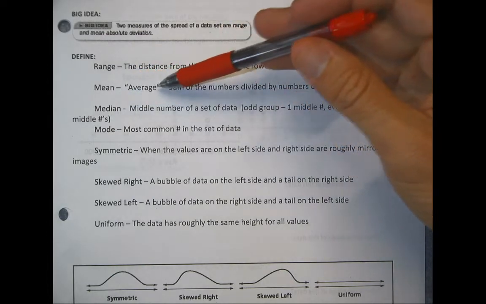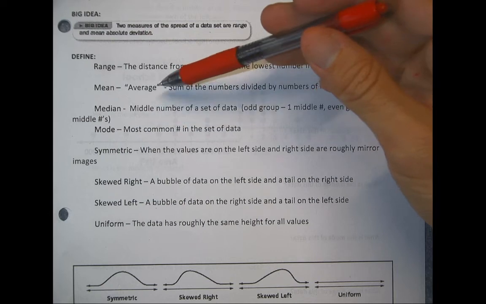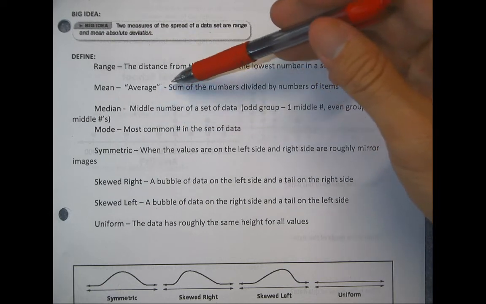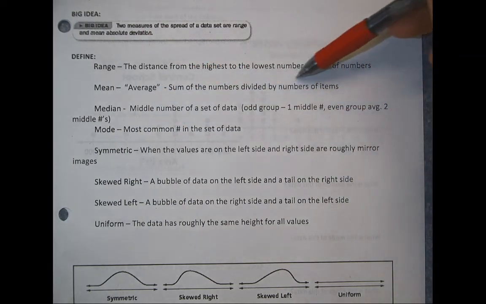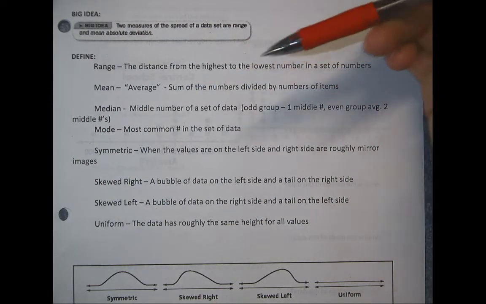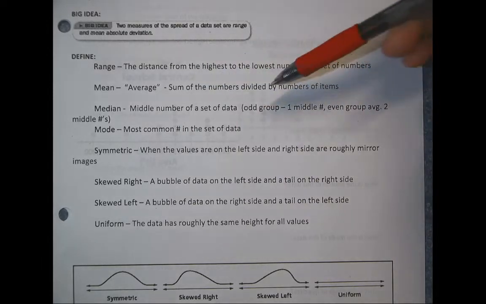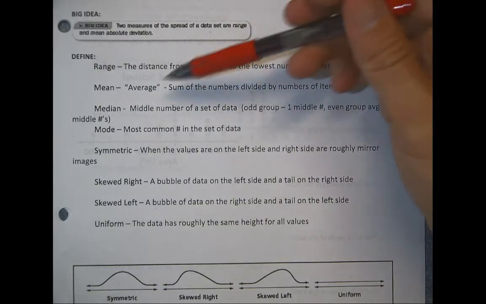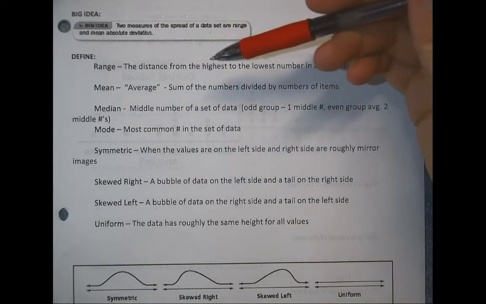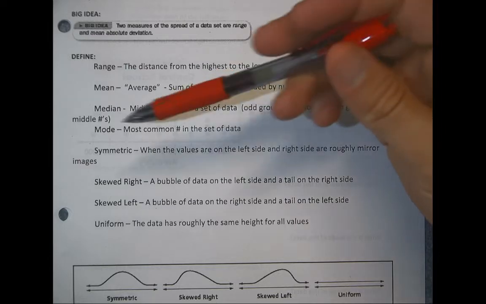The mean is your average. So to find the average, you add them all up and you divide by however many there are. So it's the sum of the numbers divided by the number of items. So if there was 25 people in the class, you would add up all of their grades or whatever it is you're talking about, and then you would divide by 25 because there's 25 of them, and that'll give you the average, just like your test average. Add up all your tests and then divide by how many tests you've taken, and then that's your test average.